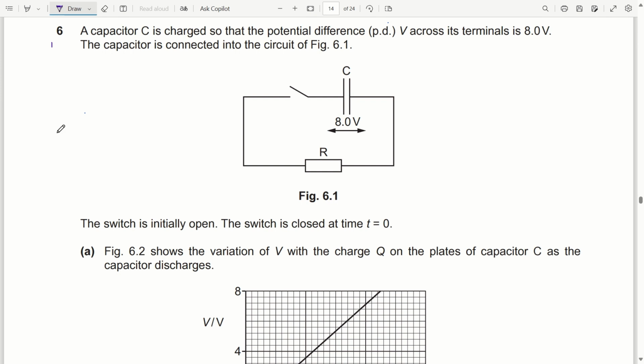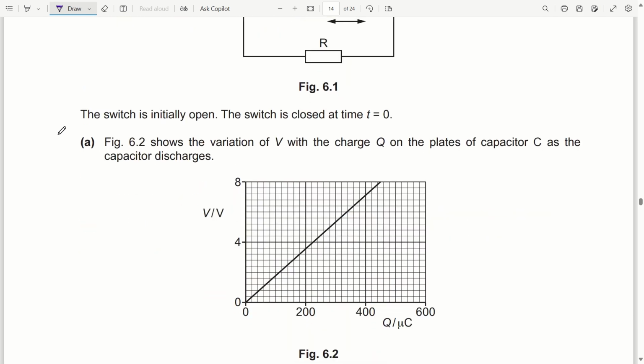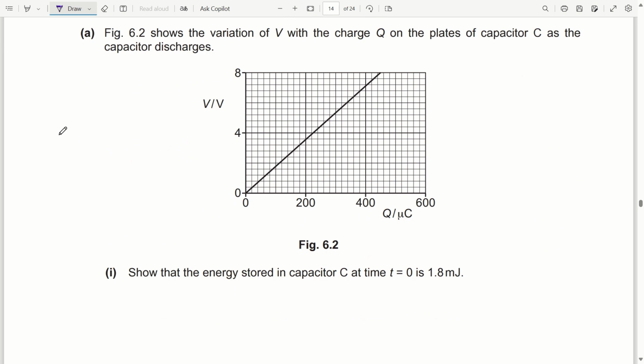A part: the figure shows the variation of V with the charge Q on the plates of the capacitor as the capacitor discharges. We have to show that the energy stored in capacitor C at time t equal to 0 is 1.8 millijoule. Now we know that energy stored in a capacitor is given as E equal to half of QV. Now at time t equal to 0, the charge is this value, and here are 10 divisions for 200. So 20, 40 and 450.